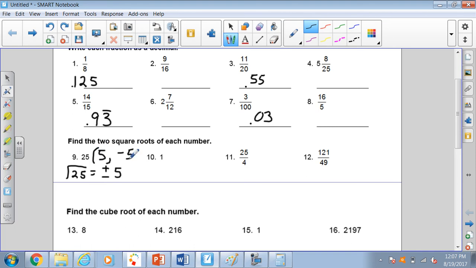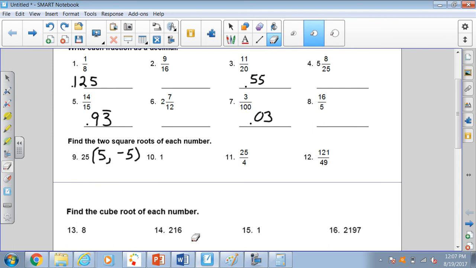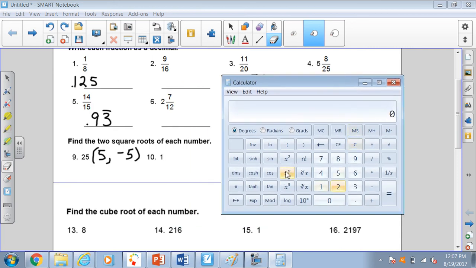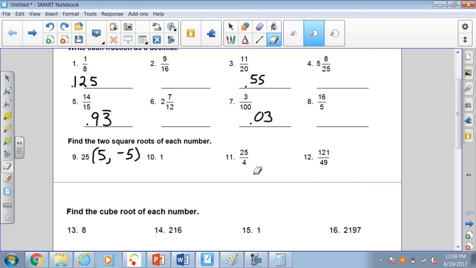and negative 5 as my 2 answers. Okay? And I'll erase my equation again. If I was going to check that with my calculator, I would simply come over here and put 25, and find my square root sign, which is here, and boom, look at that. It's 5. But I have to remember it can be a positive 5 or a negative 5, and that's one of the reasons why using your calculator isn't always the best way, because if I did, I would just get the answer 5.